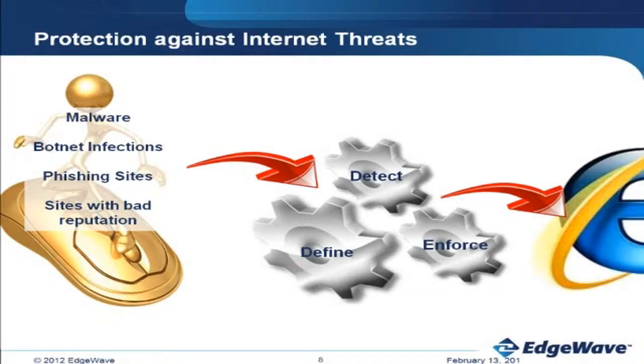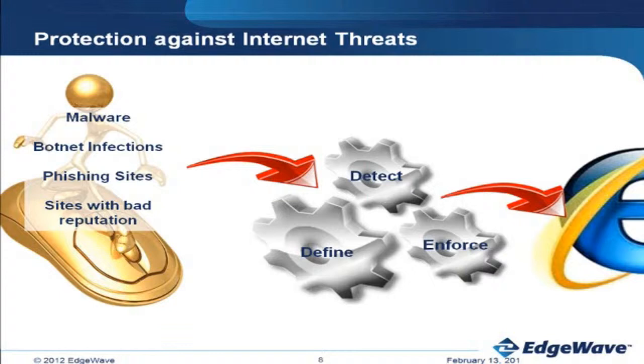I already mentioned that email security, outbound email security is very important, encryption is very important, but you cannot be completely secure without internet protection and web protection. Here we have to look at a very similar scenario, a very similar picture to what we just looked at on the email side. Again, we need to deploy a mechanism that protects us against malware infections, botnet infections, phishing sites, and other sites that have bad reputation.